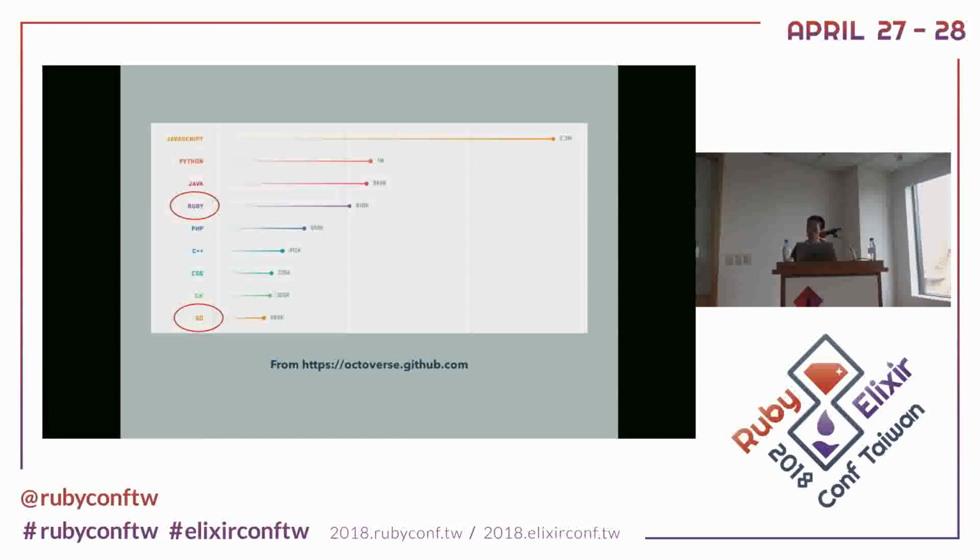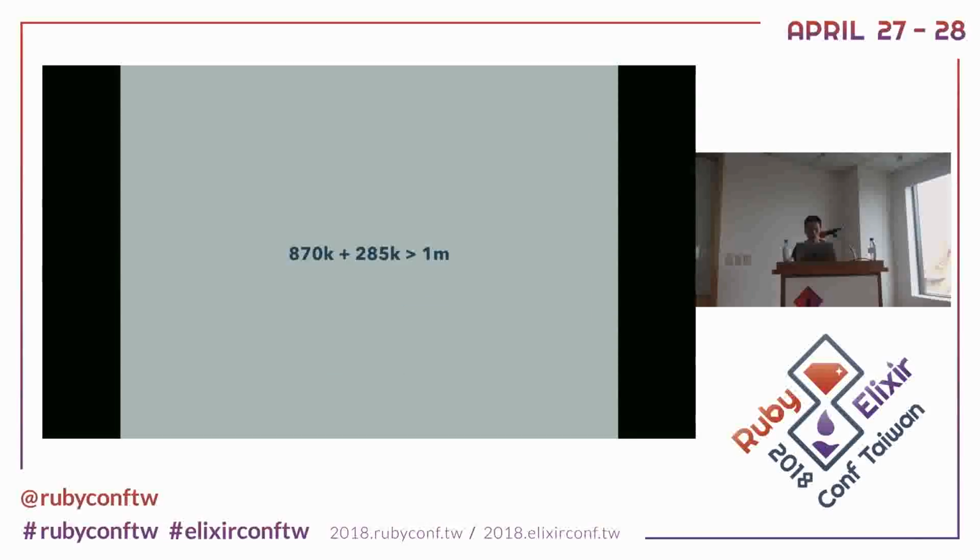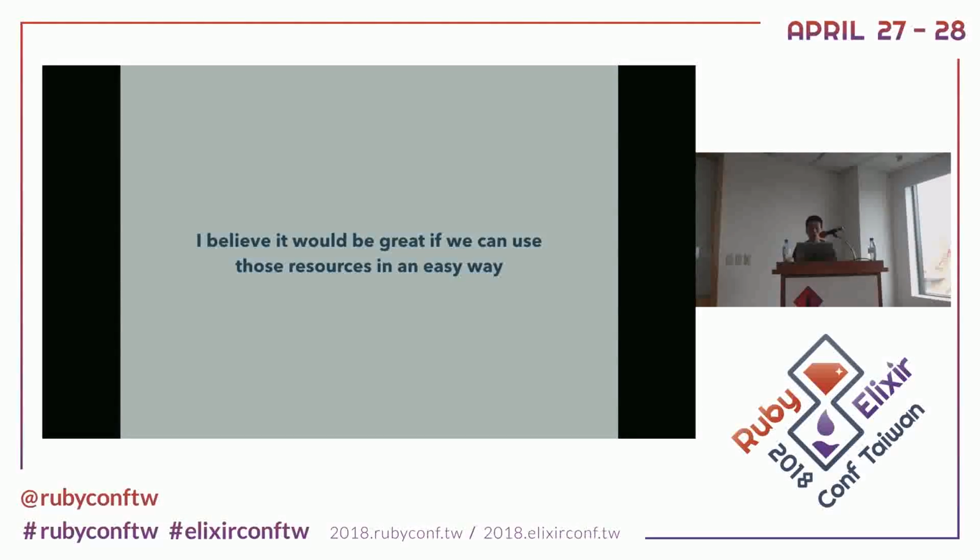This is a chart from GitHub. It shows how many repositories every major language has. You can see that Ruby has around 870,000 repositories, while Go has around 285,000. That's more than 1 million repositories in total. So I believe it would be great if we can use these resources in an easy way.